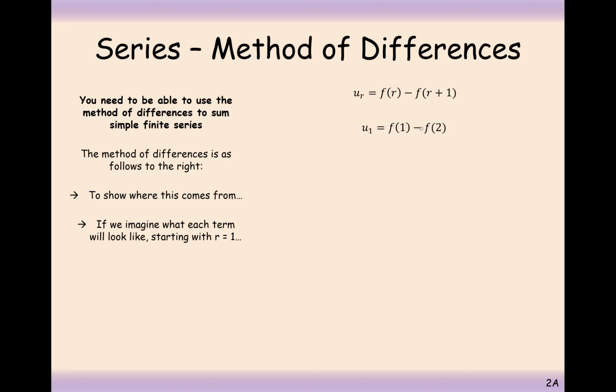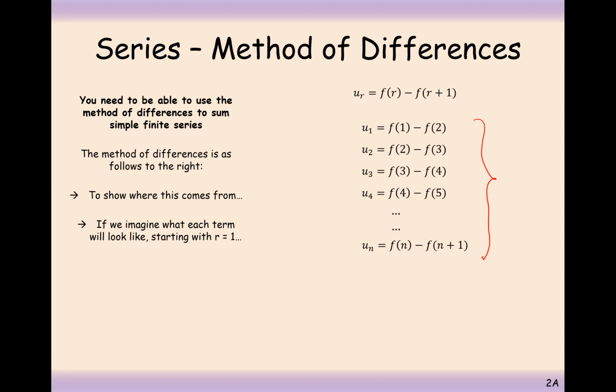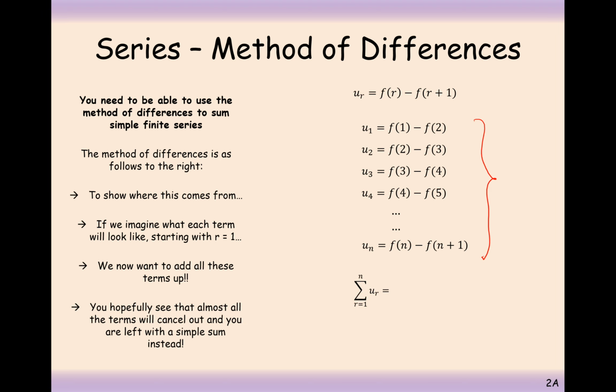Then when you substitute 1 in and you take away the substitution of 2 in, the next term in the sequence will be substituting 2 in, take away substituting 3 in. The third term will substitute 3 in and then 4 in. The fourth will substitute 4 in and then 5 in. If you just carry that on, and then substitute n in, so n and n plus 1, then if you add together all of these terms, effectively you're going to get a lot of cancelling out.